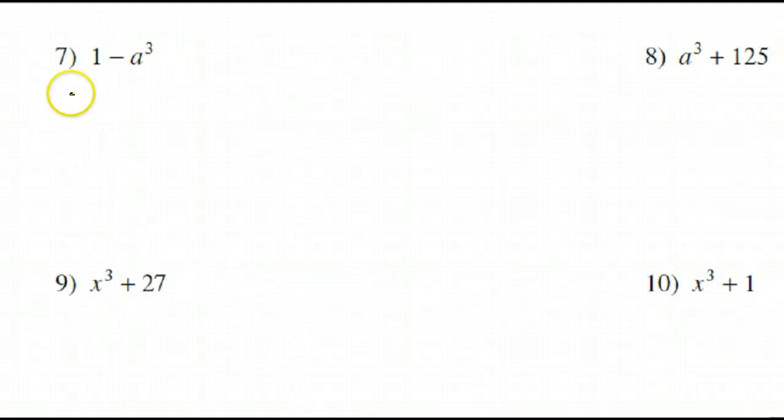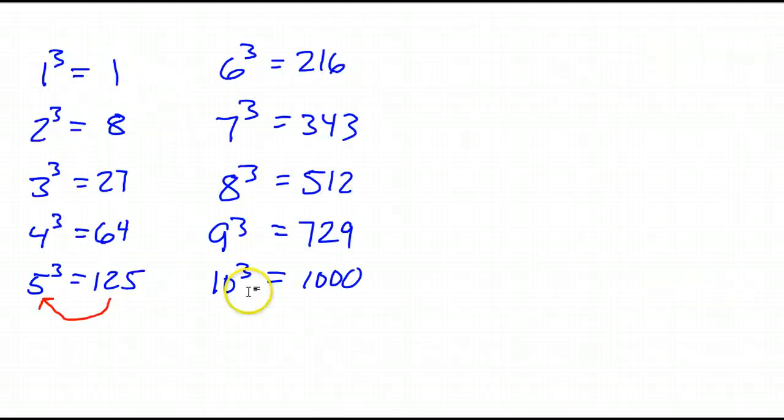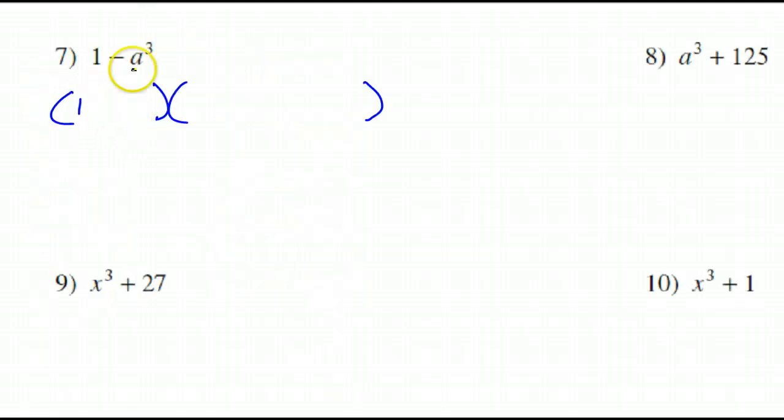Number 7, binomial and a trinomial. The root of 1 is just 1. Right? Bam. So I'm going to have 1 minus a for my binomial. Square them, and I get 1, and then plus a squared. If I multiply them, that would be 1a, or just a. And I need the opposite sign, so it'll be plus a. So there's number 7.